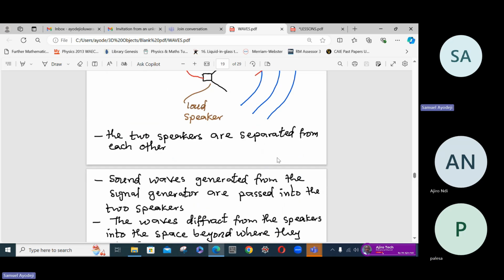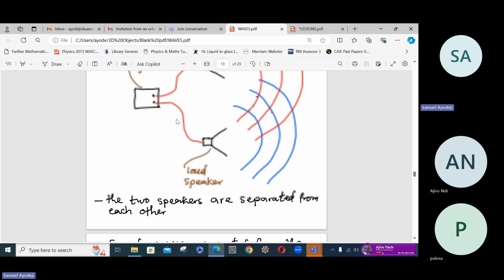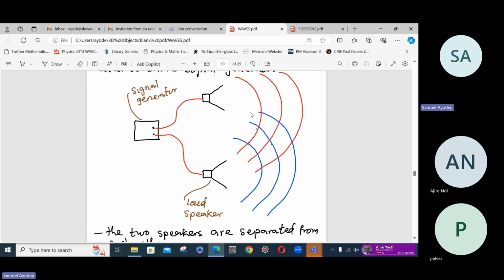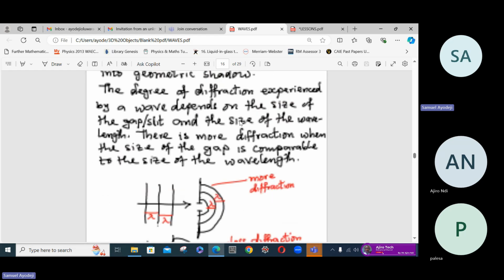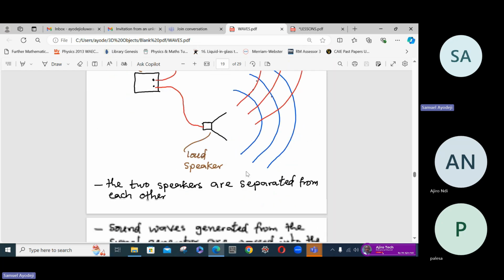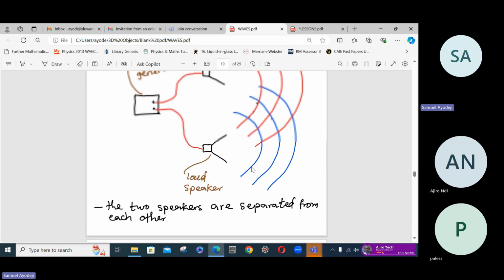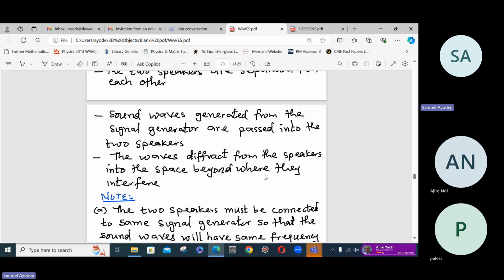Okay, so they overlap. Look at it now. The waves diffract from the speakers into the space beyond and they interfere. I've said something about diffraction; there was diffraction here. Diffraction means they will bend. You can see now, that's why I say they are bending. The waves diffract and move onward towards the space beyond where they will overlap. Overlap means they form interference.